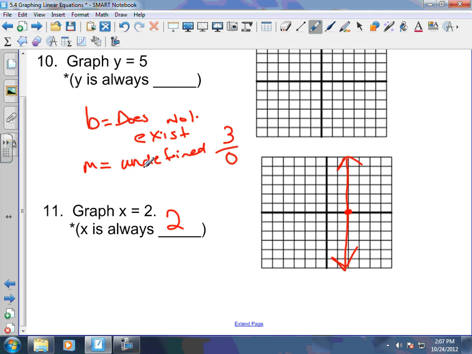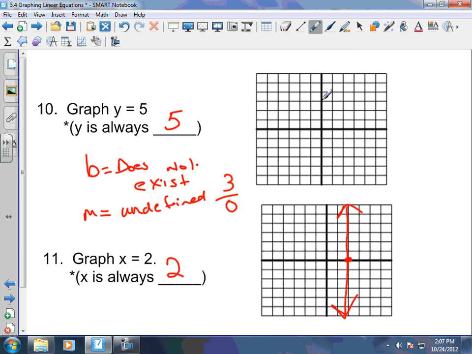So x equals, undefined, vertical line. Y equals, 0 slope, horizontal line.